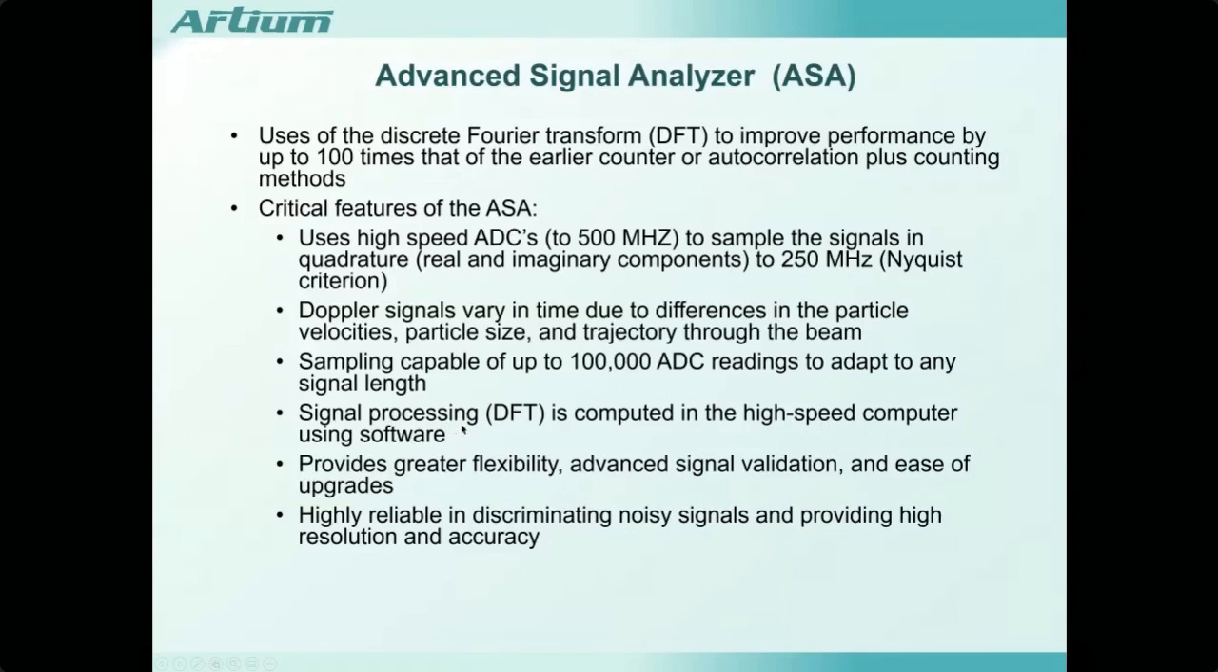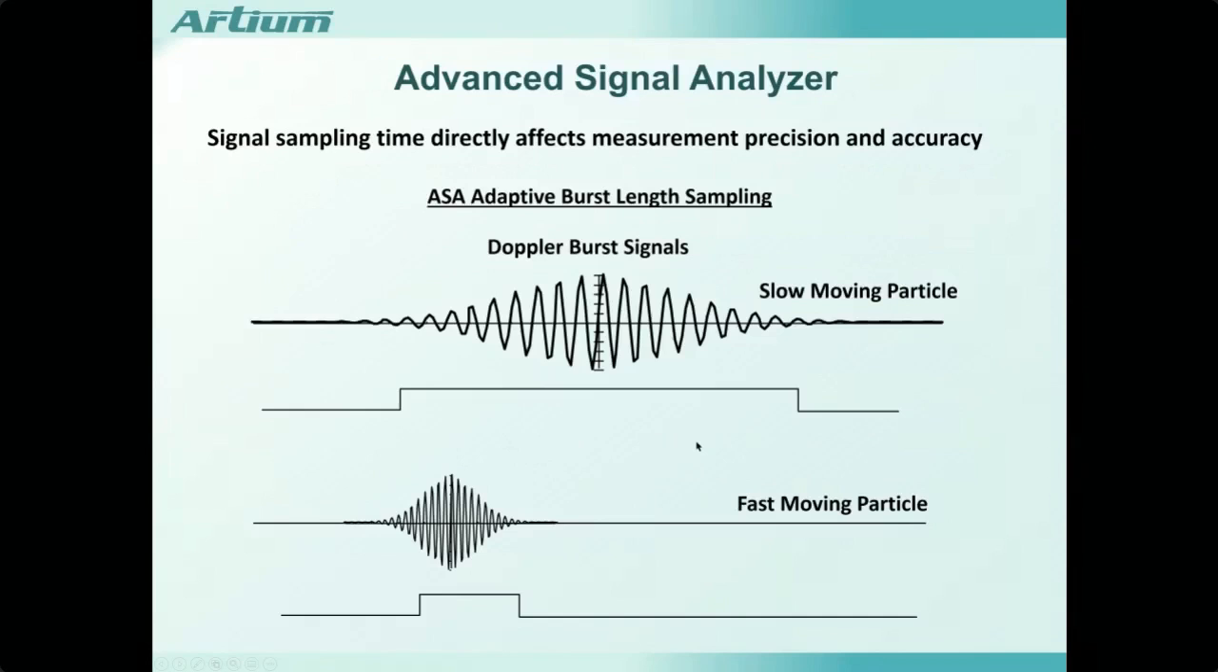So that approach is used in this ASA, and it provides much greater flexibility. We can use advanced signal validation. It's easy to upgrade as we evolve our techniques, procedures and validation schemes. It's easy to send out an upgraded software version, and so your system is always up to date. And we've shown that the method is very reliable in terms of discriminating signals from noise and providing high resolution and accuracy.